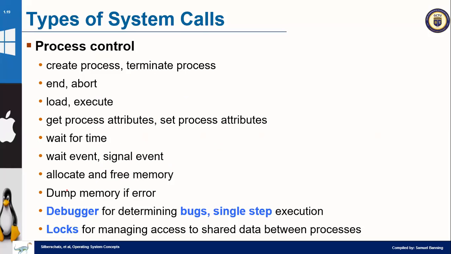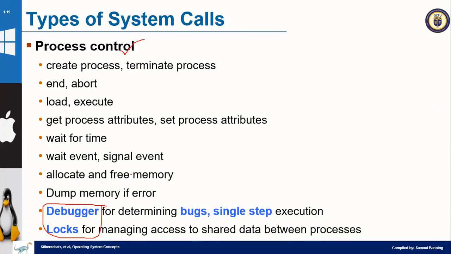We can use a system call to dump memory in case there is an error. If a process encounters an error, how do you deal with that memory location that has been given to the process? All these are system calls that are used to control processes in the computer system. We talk about these later, forget about them for now.